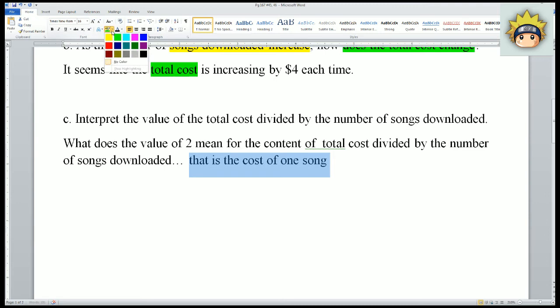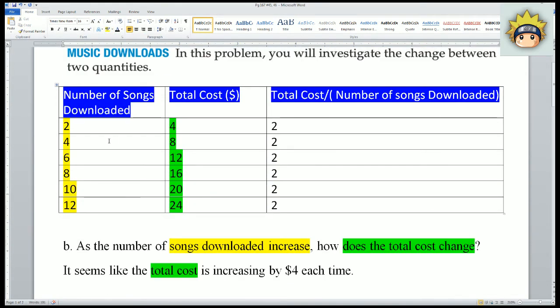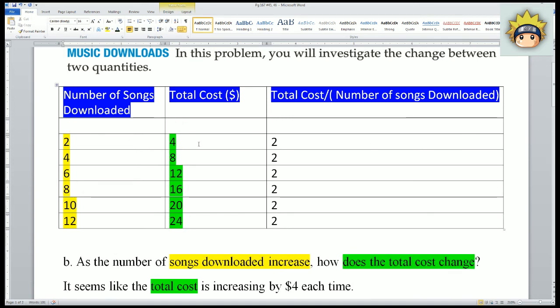Okay, let's see if that's correct. Let's just work backwards. 12, 10, 8, 6, 4, 2. It should be 1. And this is 2. Sorry, this should be black, and this should be green. Let's see if that holds true.